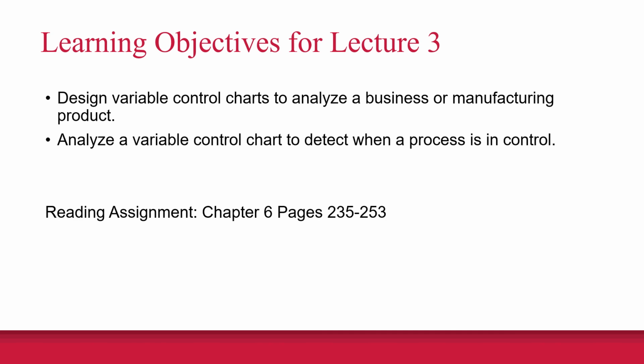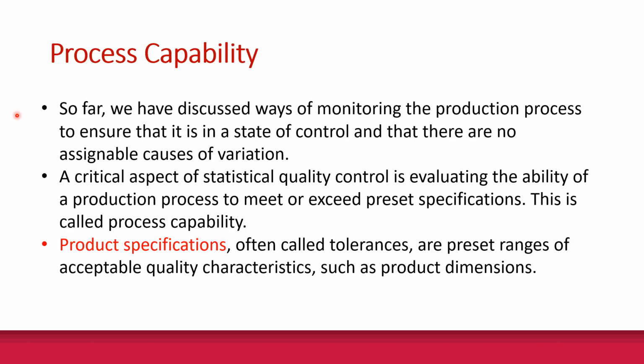The main objectives for Lecture 3 are the same as Lecture 1 and 2. Design variable control charts to analyze a business or manufacturing product. Analyze a variable control chart to detect when the process is in control. So far, we discussed ways of monitoring the production process to ensure that it is in a state of control and there are no assignable causes of variation.